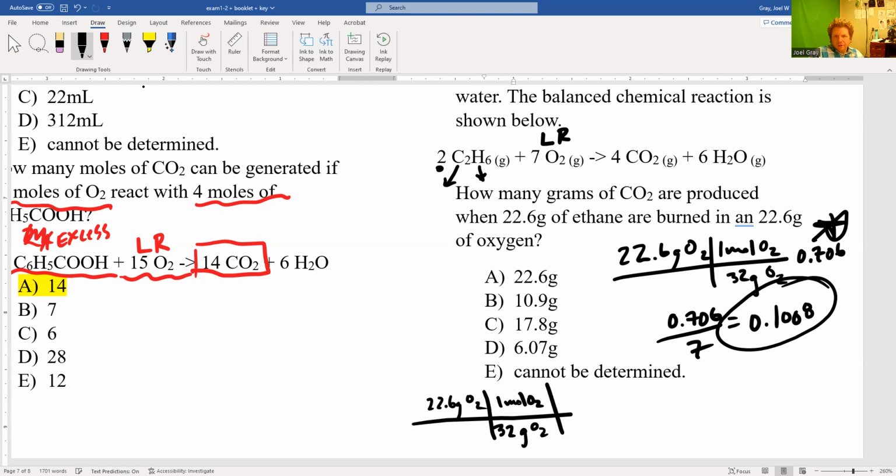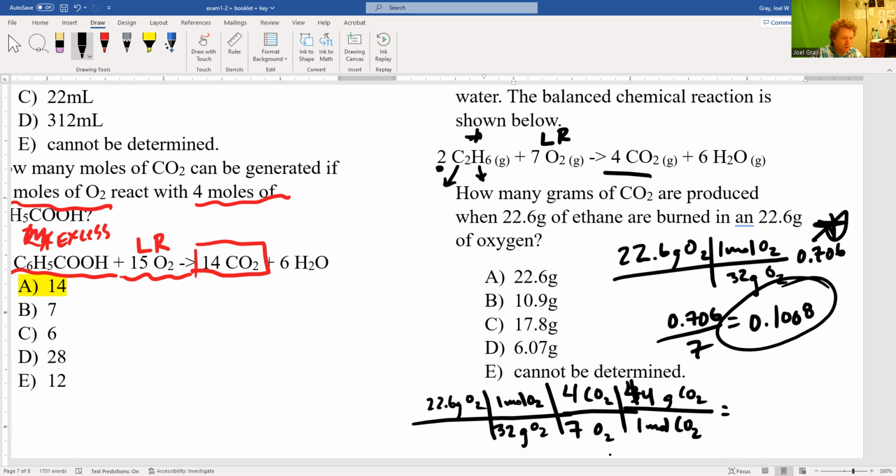I'm asked about the number of grams of CO2. So what I need to do is look at my ratio. 7 moles of O2 produces 4 moles of CO2. Again, I don't care about the ethane because that is in excess. 1 mole of CO2 is a mass of 44 grams of CO2.